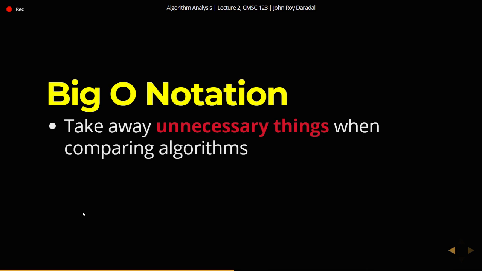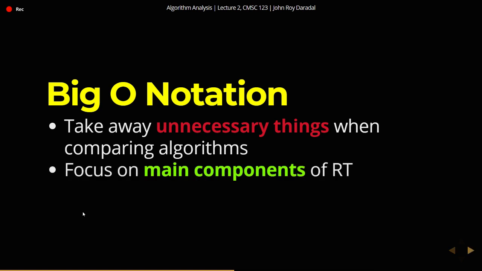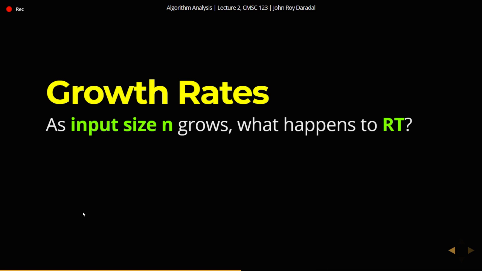So this is where big O notation comes in. Big O notation takes away unnecessary things when comparing algorithms, and it allows us to focus on the main components of the running time. What is the main component of the running time? It is the growth rate of the running time. So what is the growth rate? As input size n grows, what happens to the running time?